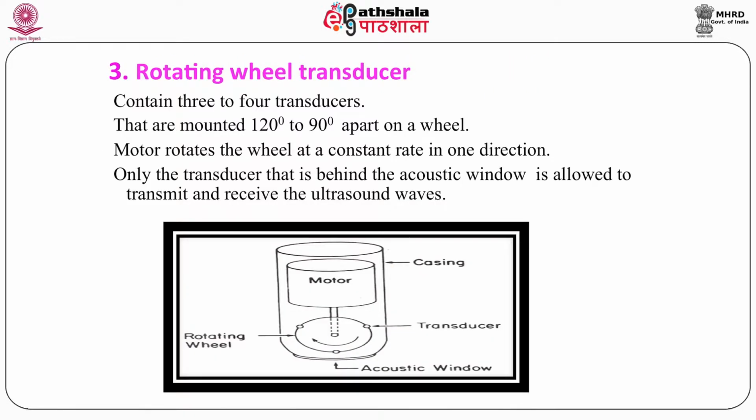Another type of mechanical transducer is a rotating wheel transducer. It contains 3 or 4 piezoelectric elements enclosed in an enclosure. They are about 120 degrees to 90 degrees apart on a wheel. The motor rotates the wheel at a constant rate in one direction only. Only the transducer, the crystal that is behind the acoustic window, is active, and a trapezoid shape image may be produced, as you can see here showing the rotating wheel type of mechanical transducer.